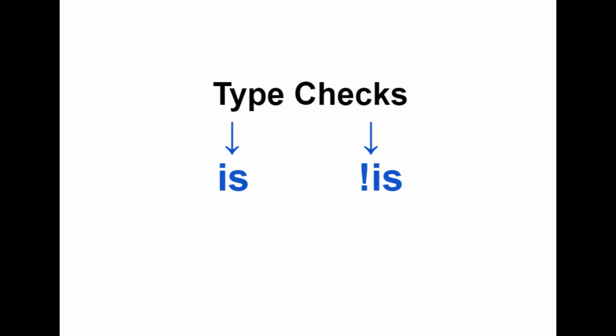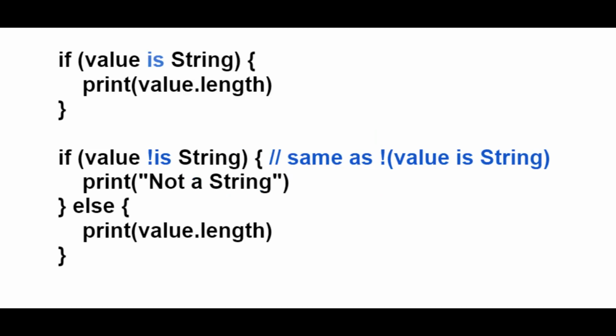To check type in Kotlin, we use the is operator. The is and negated is operators are both valid in Kotlin. Use the is operator or its negated form to perform a runtime check that identifies whether an object conforms to a given type. You can see the example on the screen.